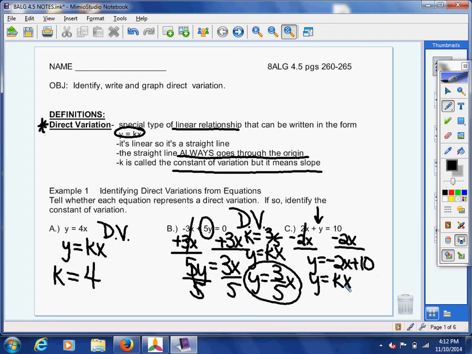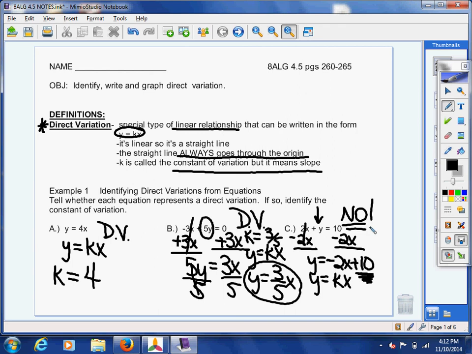Now let's match it up. Is it in the format y equals kx? I see an extra thing hanging off the end here. Do you see that part, that plus 10 that's hanging off the end? That shouldn't be there if it's a direct variation. And so we would say no to this one. This is one where we would definitely say that's not a direct variation.